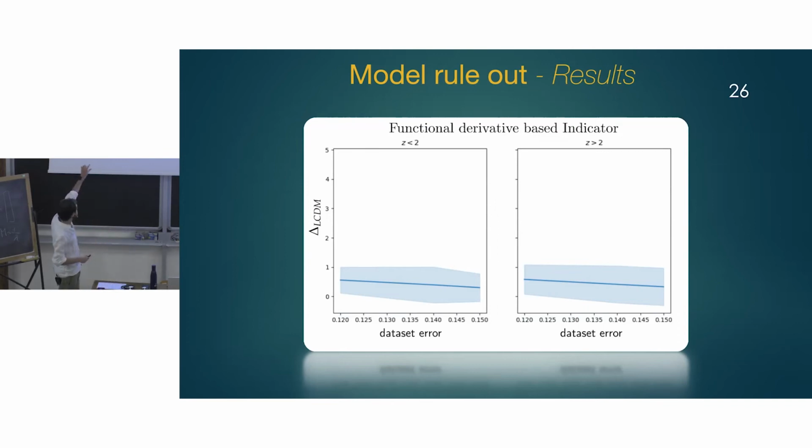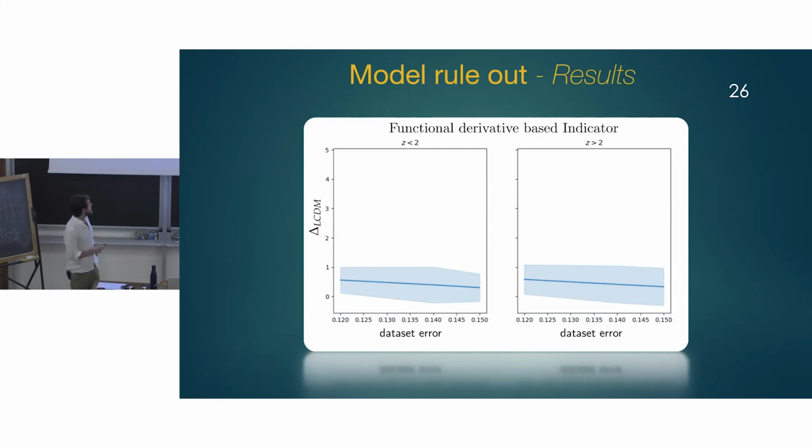So this is our indicator, the delta lambda CDM, which I will show you for mock data samples, so simulated ones, with mean and average. As you can see, it's always between 0 and 1, which is cool because it means that we cannot rule out lambda CDM from our mock data samples.